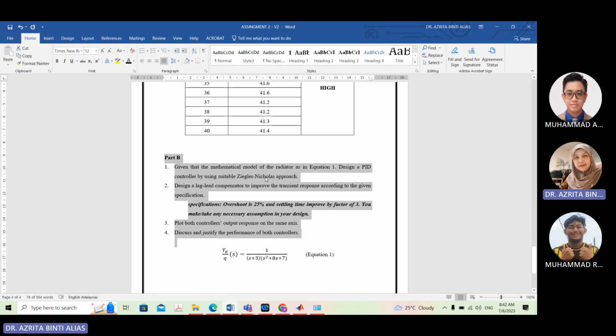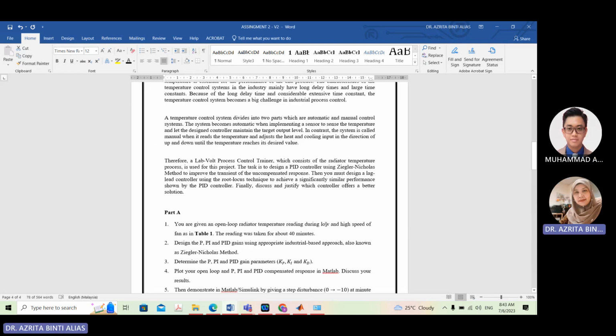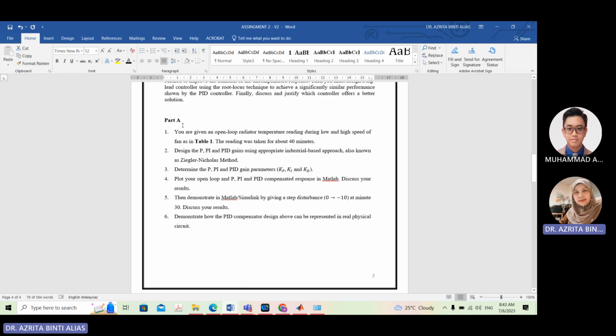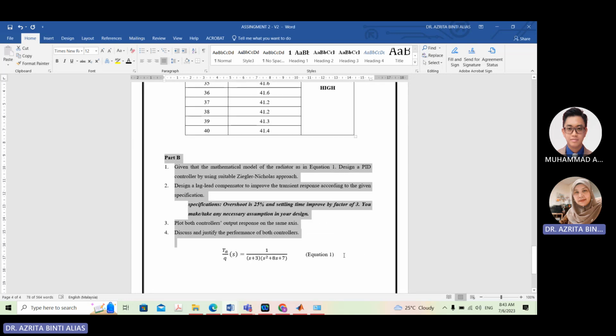For the Ziegler-Nichols approach in part B, we will use the second method. And then you also need to design the lead compensator and make a comparison between the Ziegler-Nichols and lead methods. But for today's class, we only discuss part A. I will cover part B in our next class.